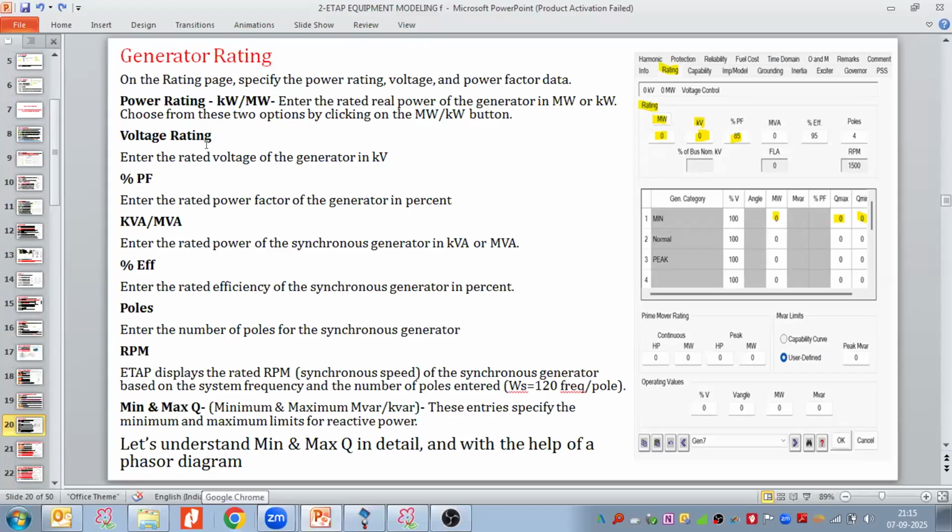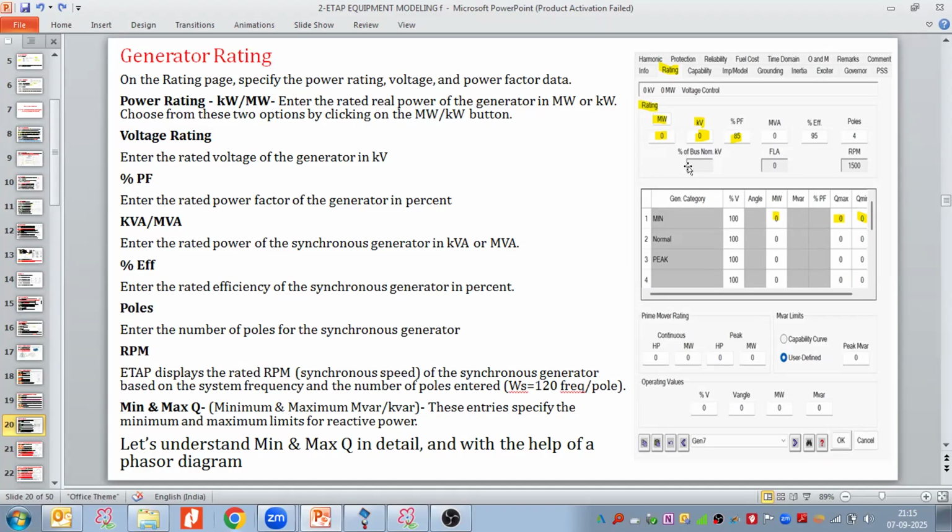And voltage rating, we have to enter the rated voltage of the generator in kilovoltage. Generator voltage we have to mention. Then PF, the rated power factor of the generator in percentage, like 85% or 95%, whatever, or 80% power factor we have to mention over here.